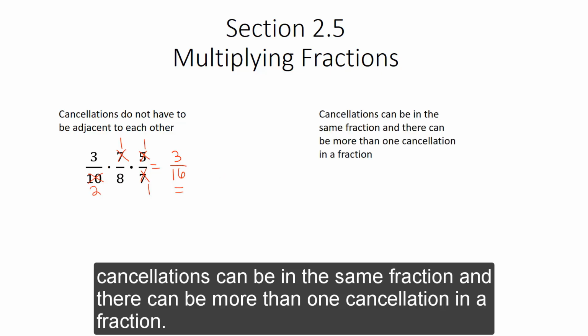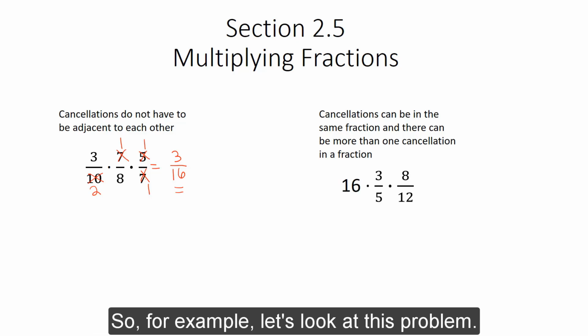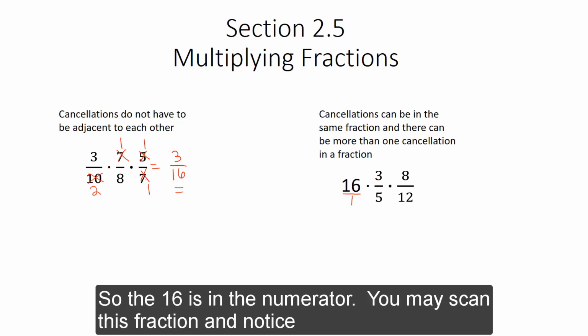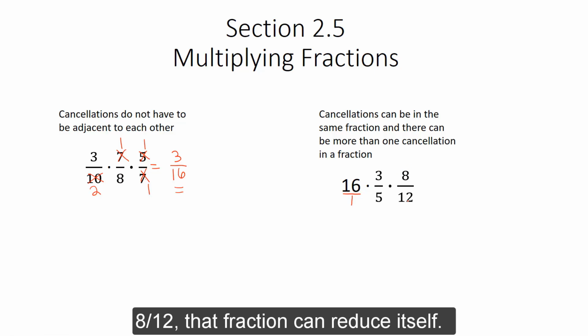Cancellations can be in the same fraction, and there can be more than one cancellation in a fraction. So for example, let's look at this problem. Again, the whole number, think of it as being over 1. So the 16 is in the numerator. So you may scan this fraction and notice 8 over 12, that fraction can reduce itself.